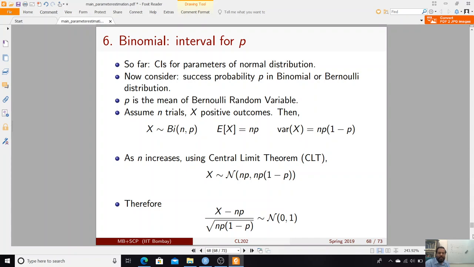In the interest of time, let me stop here and I will take off from the last item, which is calculating a confidence interval for a population variance. This I will do in my next class.